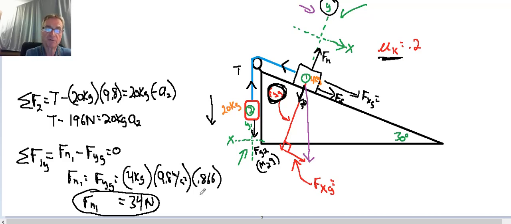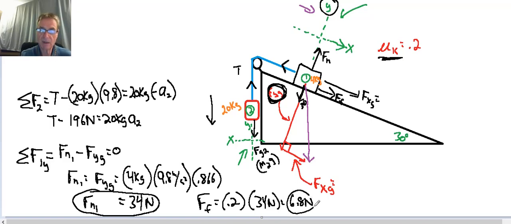So what's our force due to friction going to be? Well, it's going to be mu, which is 0.2, times our normal force, which is 34 newtons. All right, and when we do that math, we get 34 times 0.2, and that is 6.8 newtons. So the force due to friction is going to be 6.8 newtons. Well, we know our force due to friction. All right, we have that.